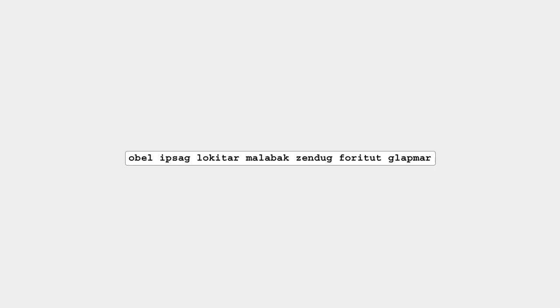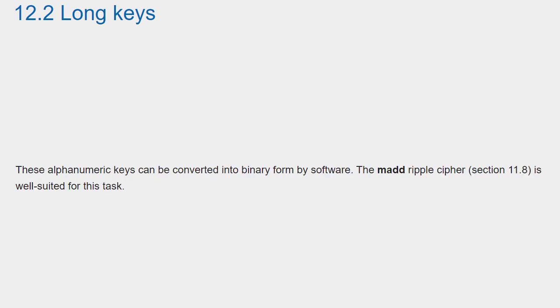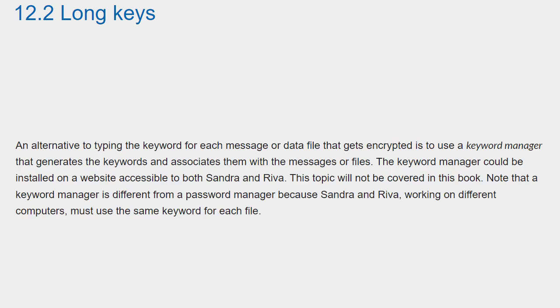Another form of key that helps to prevent typing errors is artificial words. Make up your own pronounceable letter combinations, like this. Try to avoid patterns such as using the same vowel combinations, Palek, Mafna, Vardal, Glabit, and the like, where all of the words use the A-E vowel pattern. These alphanumeric keys can be converted into binary form by software. The MAD Ripple cipher, section 11.8, is well suited for this task.